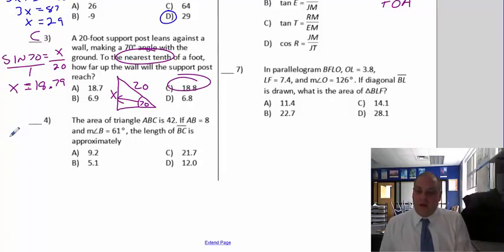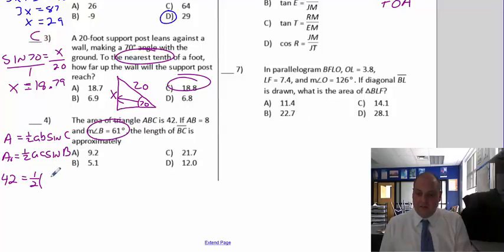Area of a triangle. All right, so area is 1/2 AB sine C. But in this case, we know angle B. So it's going to be 1/2 AC sine B. Okay, this is area. Area, AR. Area. Now they gave us the area. The area is 42. So 42 equals 1/2 A, which I know is 8.